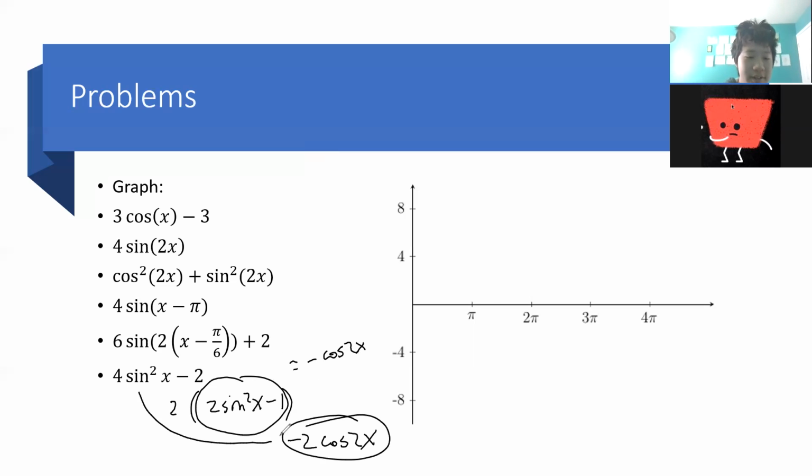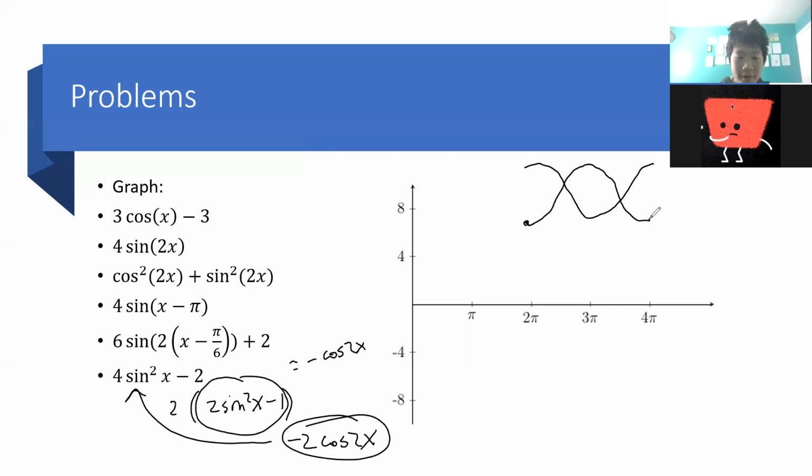So this function is the same thing as that. We just need to graph negative 2 cosine of 2x. So first of all, the amplitude is 2, right? But it's negative. What does it mean if it's negative? We reflect it across the y. So the cosine usually has a peak initially, but since it's reflected now, it has a valley initially.